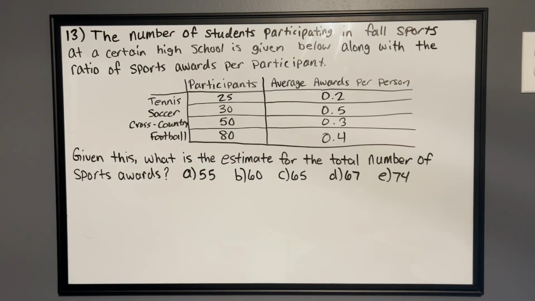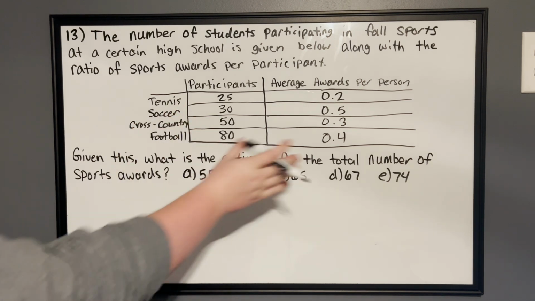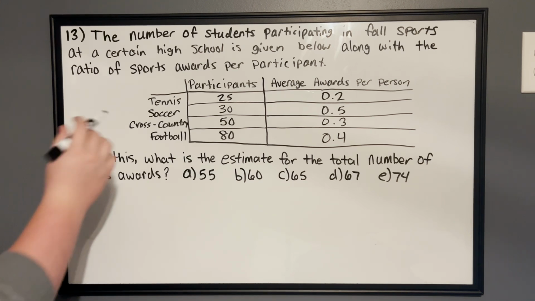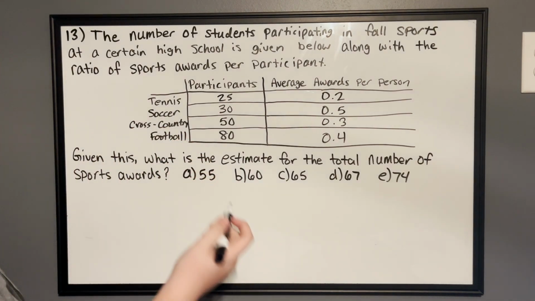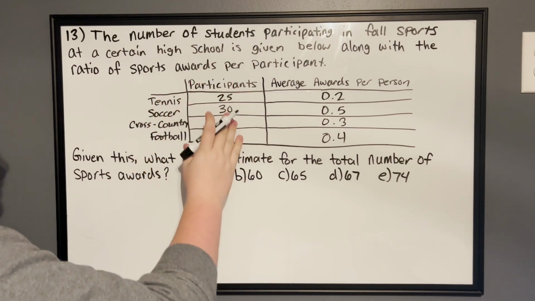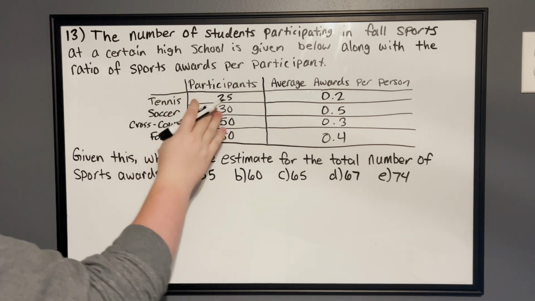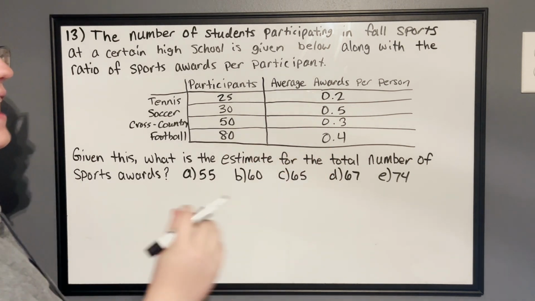Okay, so here we have question number 13. It says the number of students participating in fall sports at a certain high school is given below, along with the average ratio of sports awards per participant. So here's the table right here. We'll look at that in just a second. Now it says, given this table, what is the estimate for the total number of sports awards that the school will get that season? So we have tennis, soccer, cross country, and football are the 4 sports. And these are the number of participants, and these are the average award per participant. So to figure out the total, we want to multiply the total participants by the average awards for every sport and then add them together.